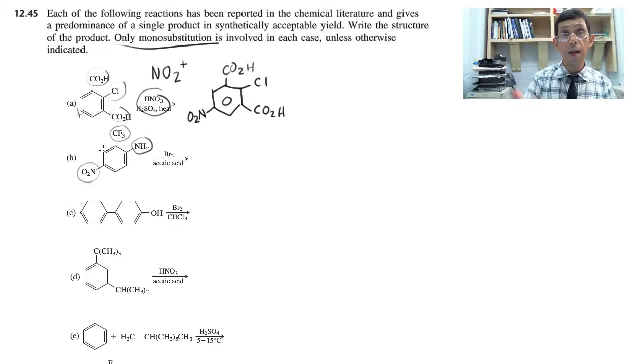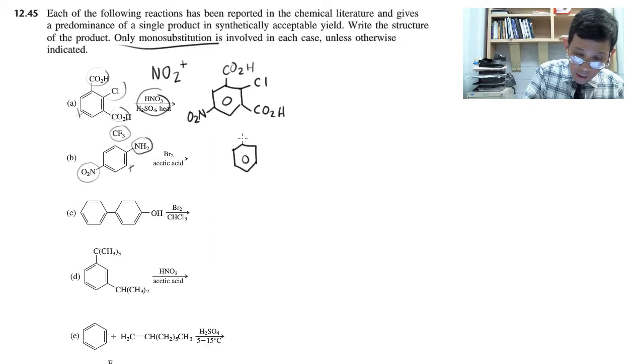Two highly deactivating and one strongly activating, so the strongly activating will determine the substitution site. Since that is ortho-para directing and the para is taken by the NO2 and one of the orthos is taken by the CF3, it follows that the Br will add to that ortho position there. So the product would be benzene ring, CF3, and NH2. We have nitro there, and ortho to the NH2, you have a Br.